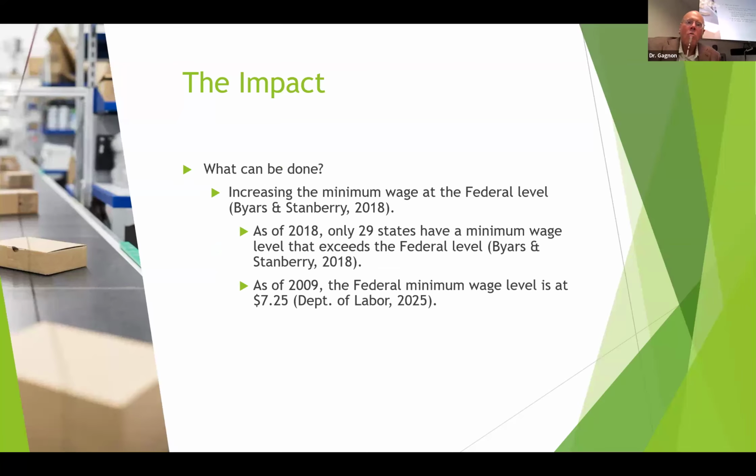What can be done? Well, we can increase the minimum wage at the federal level. As of 2018, only 29 states have a minimum wage that exceeds the federal level. As of 2009, the federal minimum wage level was at $7.25. Anybody know what it is now? Okay, see, that's a substantial change, but we also have to look at the cost of living.